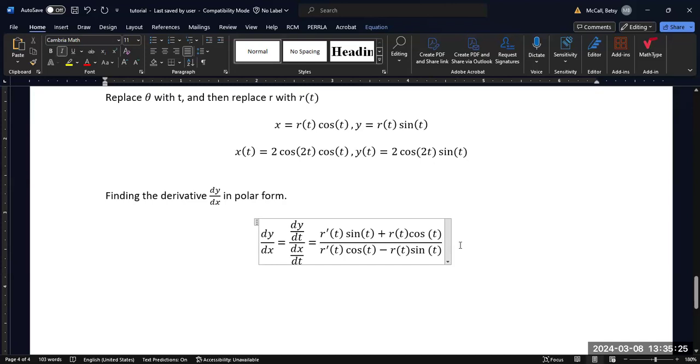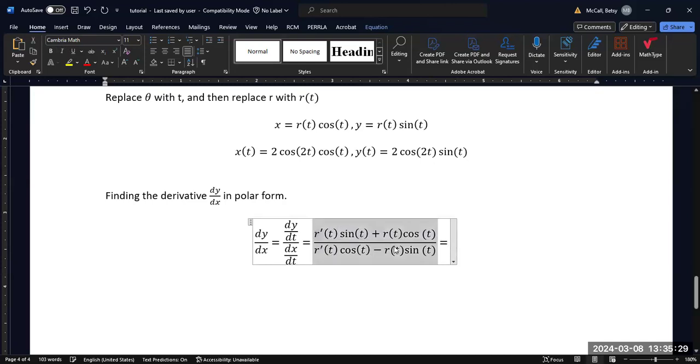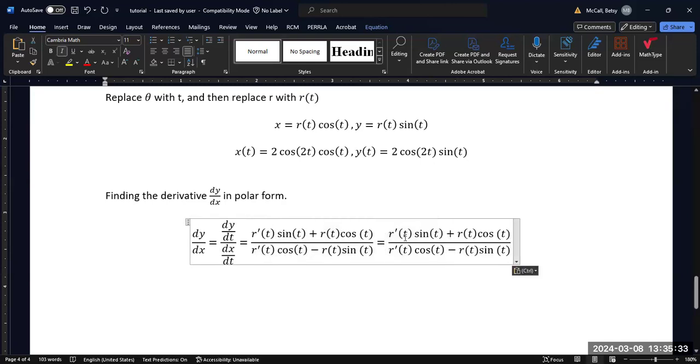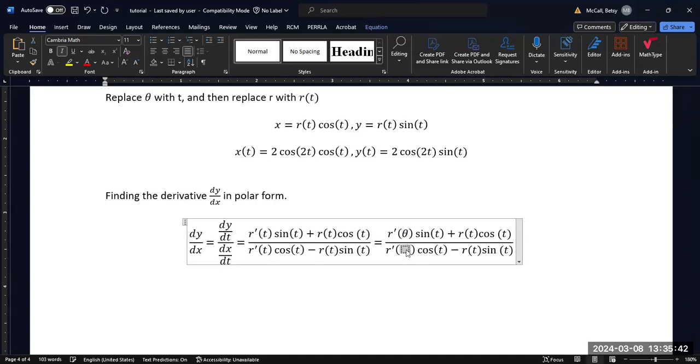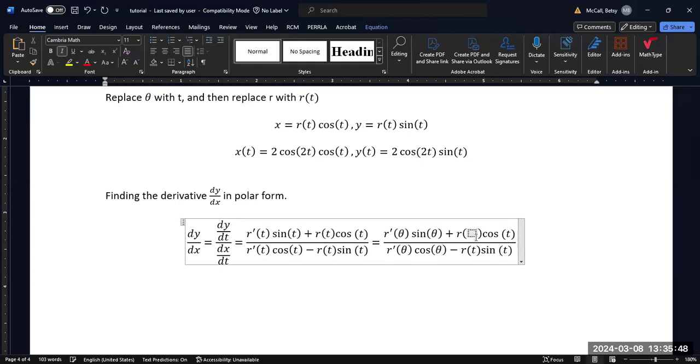And if we convert everything back to thetas, then we end up with the formula that you will see given in most textbooks. And again, some textbooks won't even bother to derive this. But this is where it comes from.